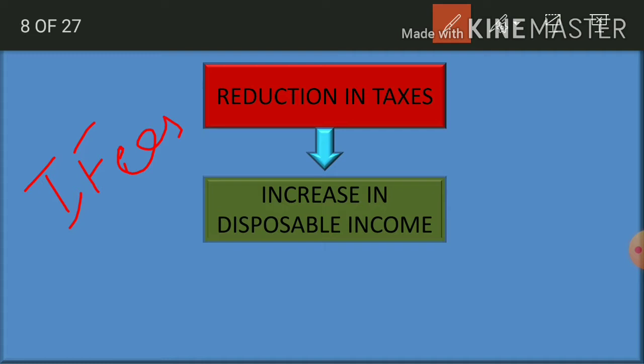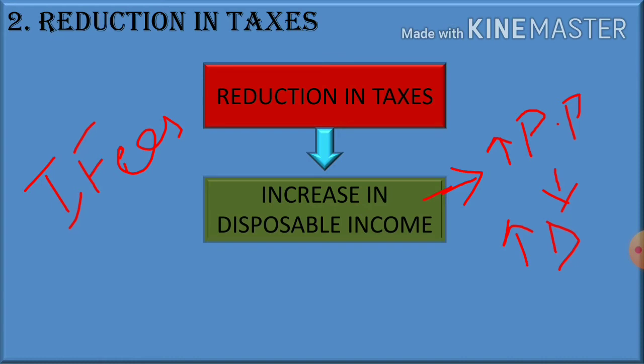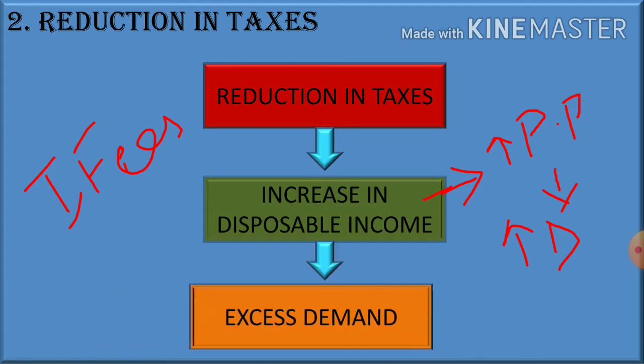And we know that when disposable income increases, there will be an increment in the purchasing power of the consumers. When purchasing power increases, there will be an increase in demand, and when this demand increases beyond a limit, there will be a situation of excess demand in the economy.